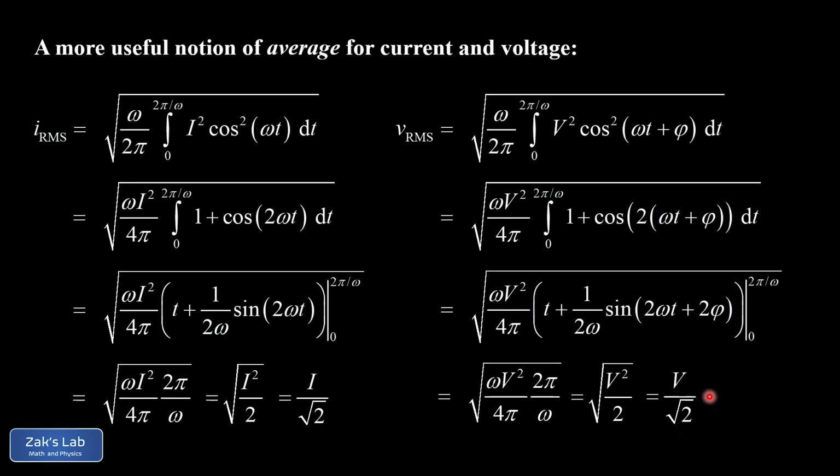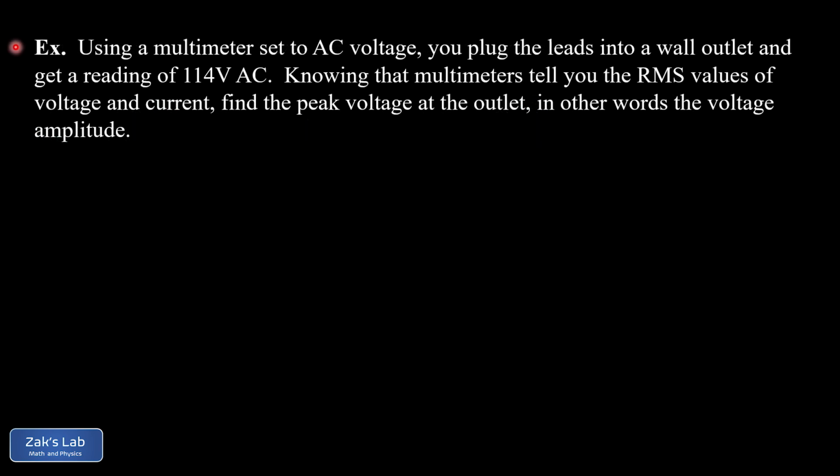So now that we have these nice formulas relating RMS values and amplitude, let's wrap things up with a really quick example about residential wiring. So here's our example. We're told that we're using a multimeter set to AC voltage, and we plug the leads into a wall outlet and we get a reading of 114 volts AC. Now, knowing that multimeters actually tell you the RMS values of voltage and current. And by the way, that's a super important thing to remember in the physics lab. The multimeter is always telling you RMS values.